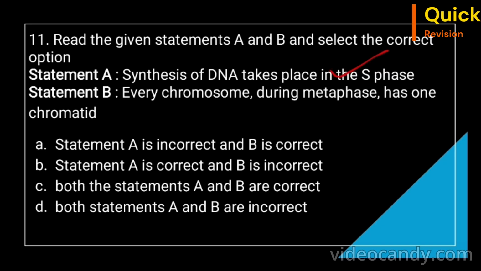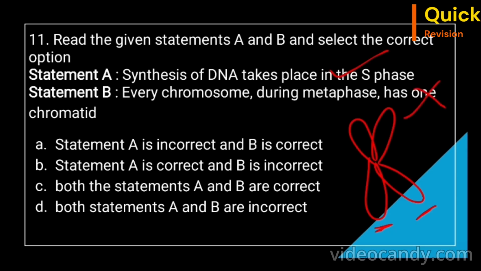Statement B, every chromosome during metaphase has 1 chromatid. We know that a chromosome always has 2 chromatids, not 1 chromatid. So statement B is wrong. So the correct answer for this will be statement A is correct and B is incorrect. So the option B.